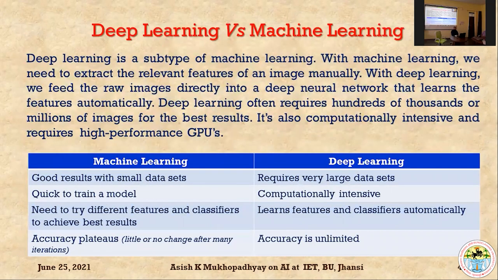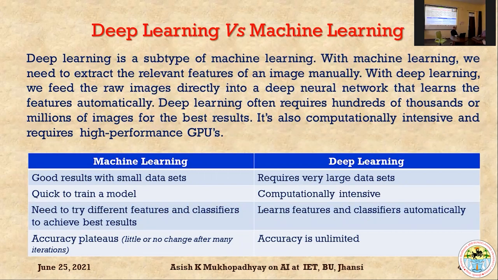Now, what is the difference between deep learning and machine learning? As I mentioned, you can read it. Deep learning is a part of machine learning. With deep learning, we feed the raw images directly into the deep network, which learns the features automatically. Deep learning requires hundreds of thousands to millions of images for best results, and is computationally intensive and requires high-performance GPUs.